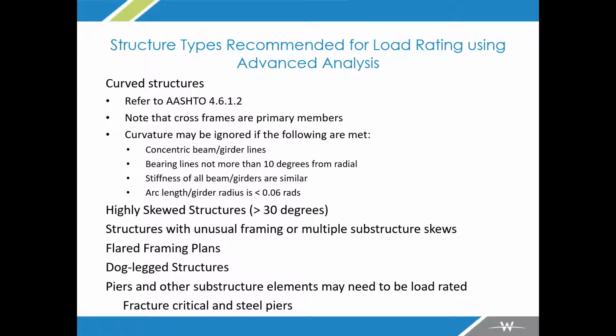You usually hit a certain point where cross frames are primary members. That's a little bit different than treating them as secondary members. Here is when curvature can be ignored. You've got to meet these things in order to ignore the curvature: concentric beam lines, bearing lines not more than 10 degrees from radial, everything pretty similar on stiffness, and your arc length over girder radius is less than 0.06 radians. So basically low curvature, a standard bridge with very similar stiffnesses, then you may not need to do this.